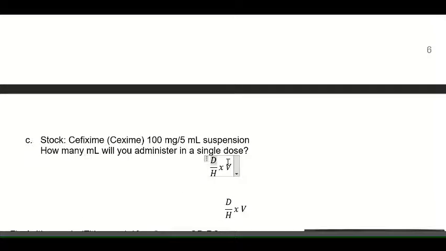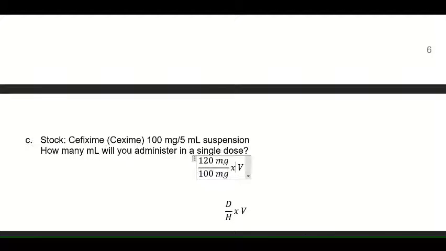In that case, 120 milligrams divided by 100 milligrams times 5 ml. You got it right if you said 5 ml. If not, go back to the video and review. Calculators up, 120 divided by 100 times 5. It should give 6 ml to my client. 6 ml of cefixime.